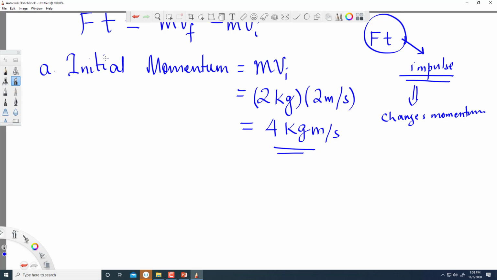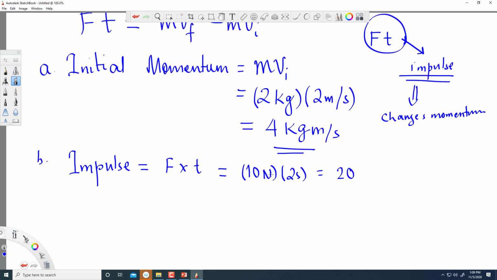Part B. What is the impulse imparted to the object by the force? So we want to find the impulse. Impulse formula is force times time. Force, how much force are we applying? 10 Newton. So 10 Newton for how long? 2 seconds. That means 10 times 2 is 20 Newton seconds. Okay, that's the impulse.